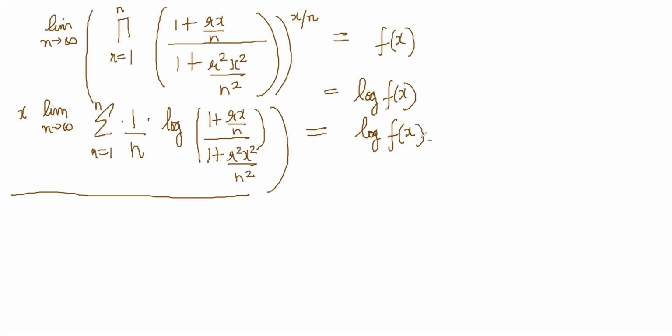Now the product has become a sum because you took a log. The x term was outside and I took 1 by n inside, because I need the type of function 1 by n f of r by n for integration.